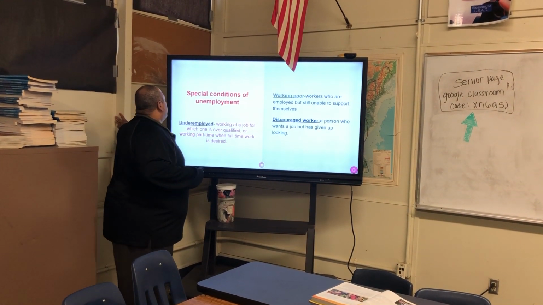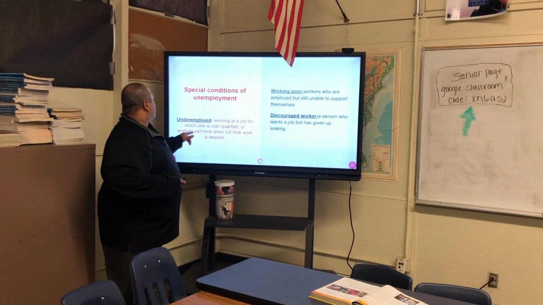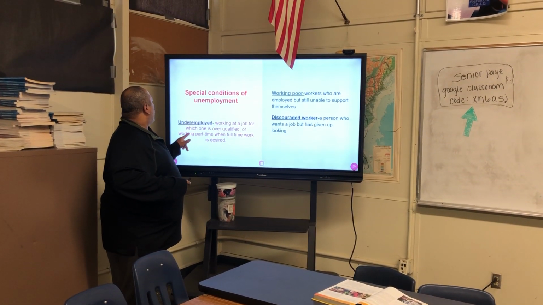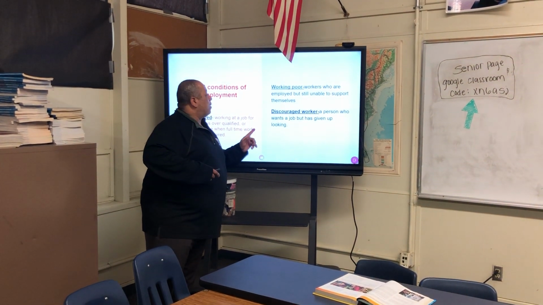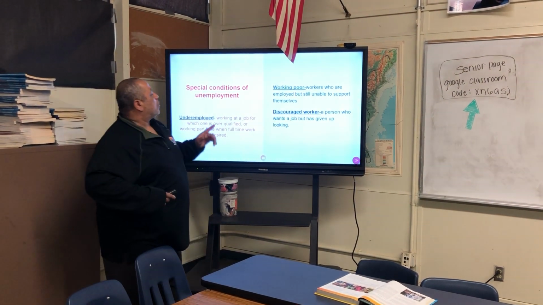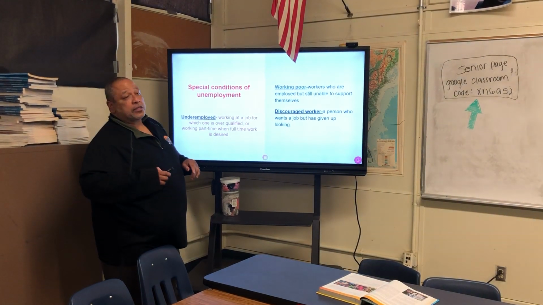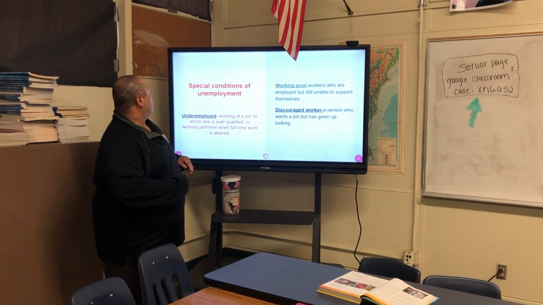Special conditions of unemployment. There's underemployment, people that work at a job for which they are overqualified or work part-time. Working poor, people who are employed but still unable to support themselves. And then discouraged worker, a person who gives up, a person that just doesn't look for a job anymore.